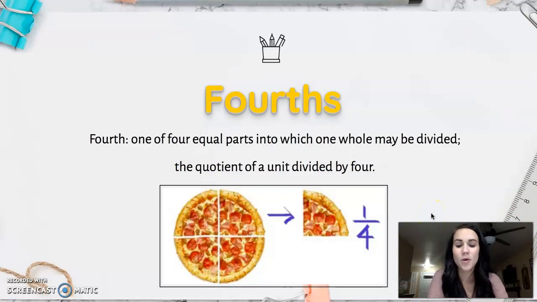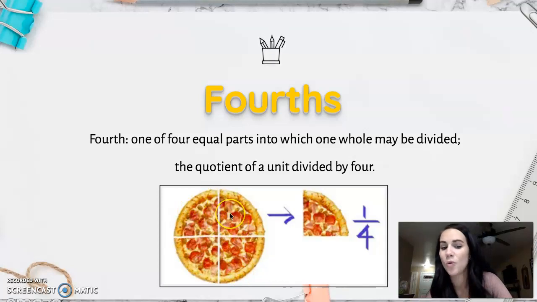Fourths is what we're going to be focusing on. A fourth is one of four equal parts into which one whole may be divided, the quotient of a unit divided by 4. That just means if we took this whole pizza and cut it into 4 equal parts, and you were to take one section of that, it would be 1/4 because there are 4 parts and we are taking 1. You have to make sure that each of the parts are equal or it would not be a proper fraction. It would not be 1/4.